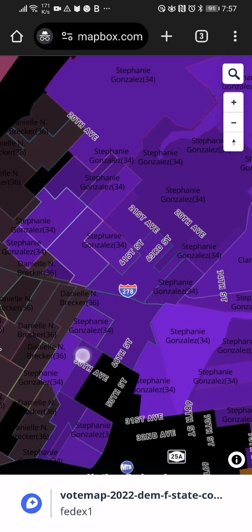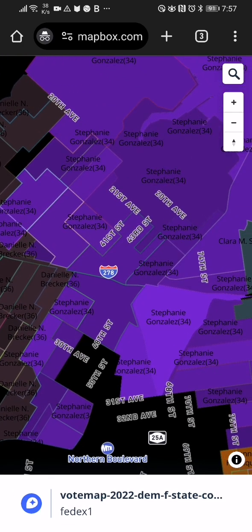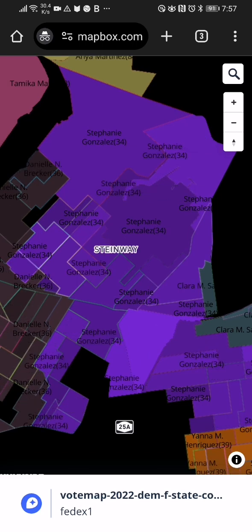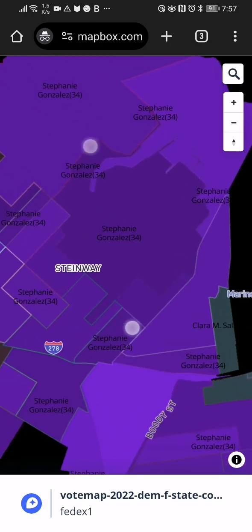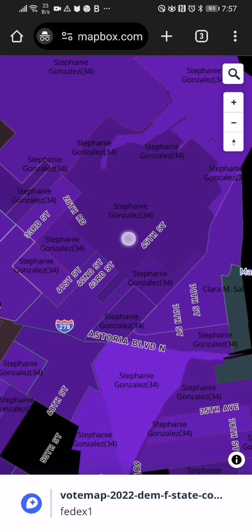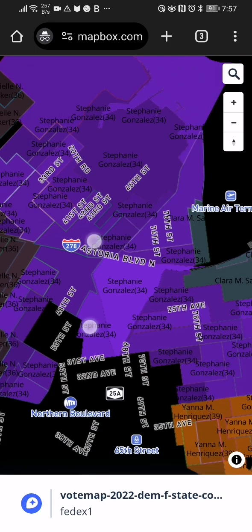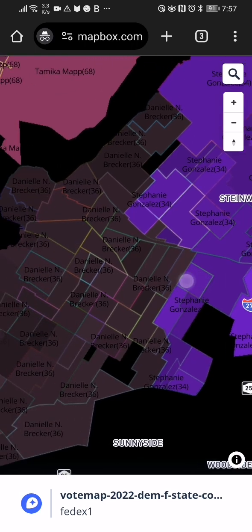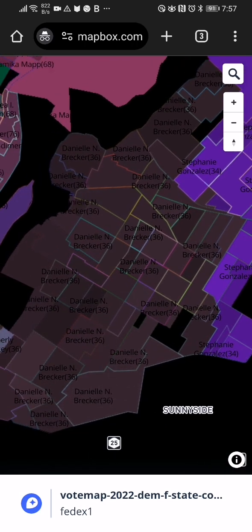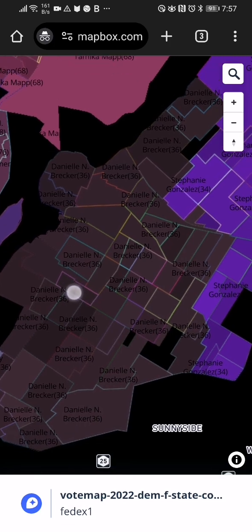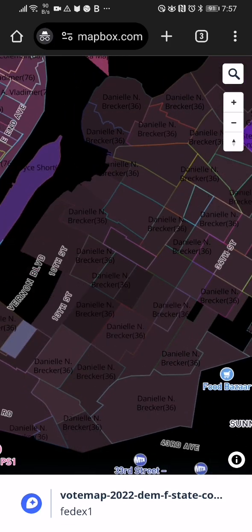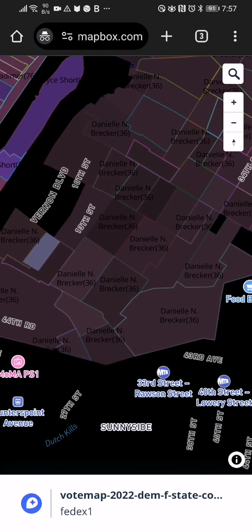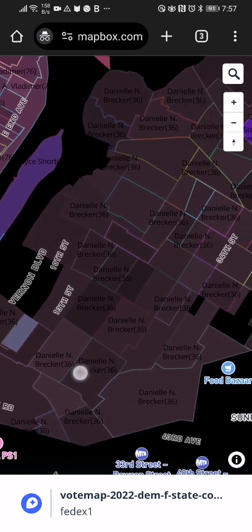Here's Stephanie Gonzalez in 34. And again, the deepness of the color means that they won it by a lot, right? So the deeper the color, so it looks like she won this one by a lot here. And they have bigger election districts because they have less people density. There's Steinway, and here's another one called probably Astoria here, Vernon Boulevard. Yeah, this might be Astoria.